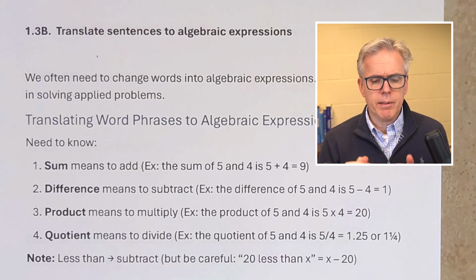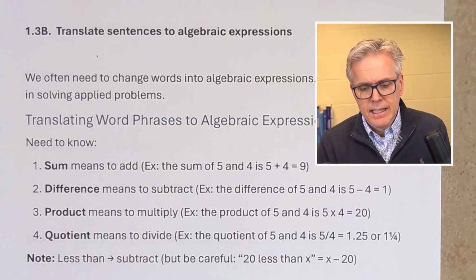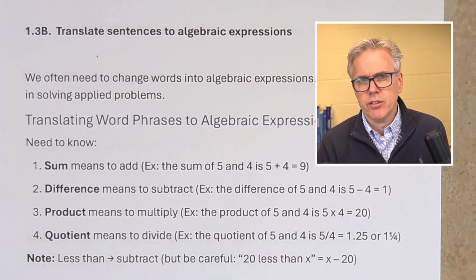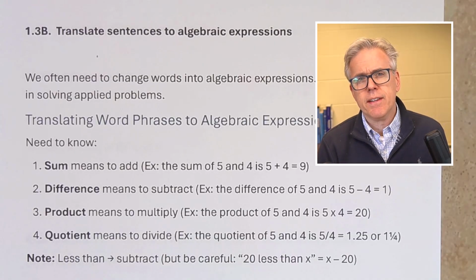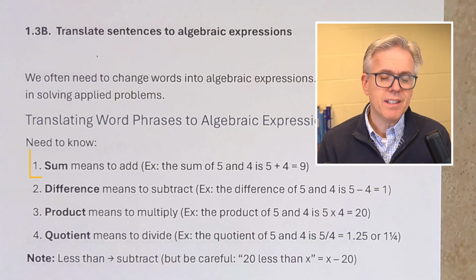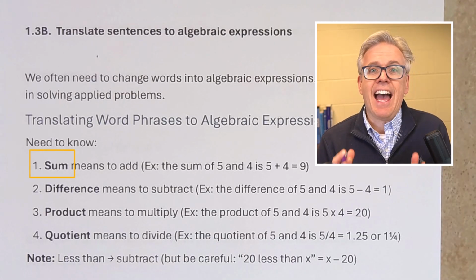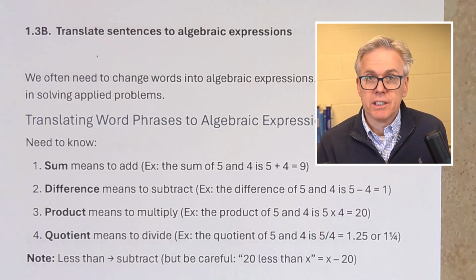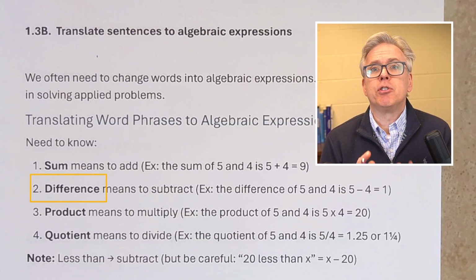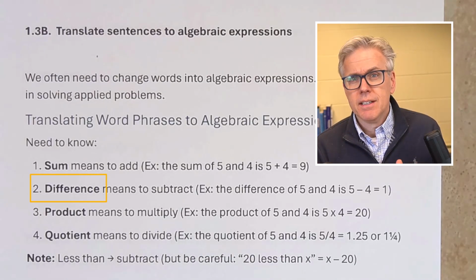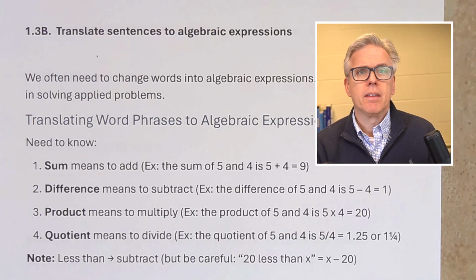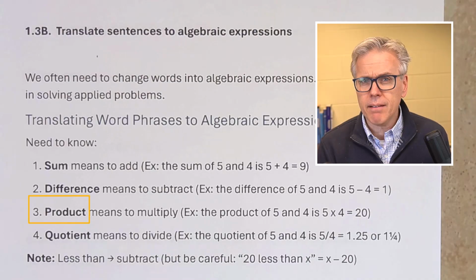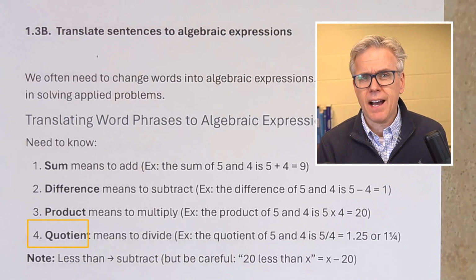All right, in this lesson, we are going to be translating the English sentences into algebraic expressions. Now, there's some key words that we need to know. First one, sum. So sum means to add. So for example, the sum of 5 and 4 is 5 plus 4, which is 9. Difference means to subtract. So the difference of 5 and 4 is 5 minus 4. Product means to multiply. Quotient means divide.